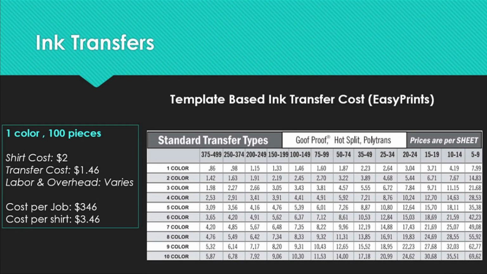The next section we're going to look at is going to be, well, I guess we'll talk about ink pricing a little bit before I move on to the next step. So ink pricing, just to give you an example of what a shirt would cost, kind of like the way I did with screen printing, if we're looking at a one-color design, let's say 100 pieces, below to the right is a transfer cost sheet for Easy Prints through Transfer Express.